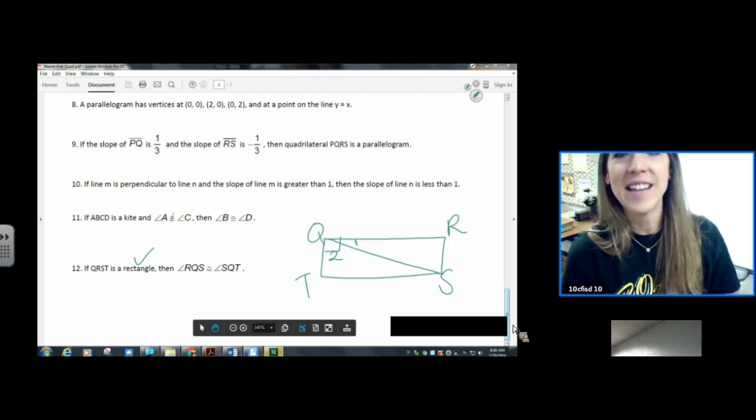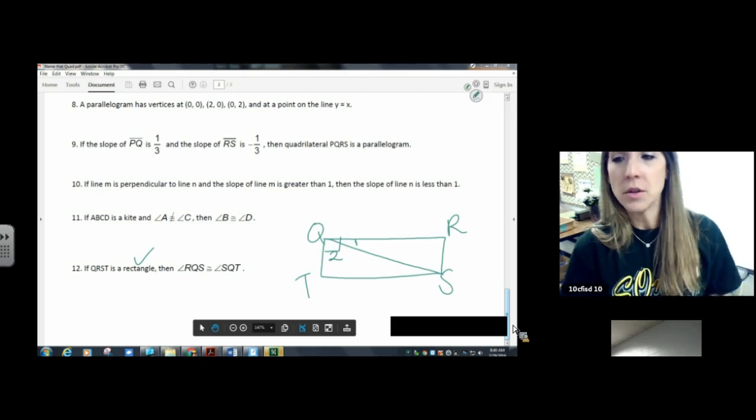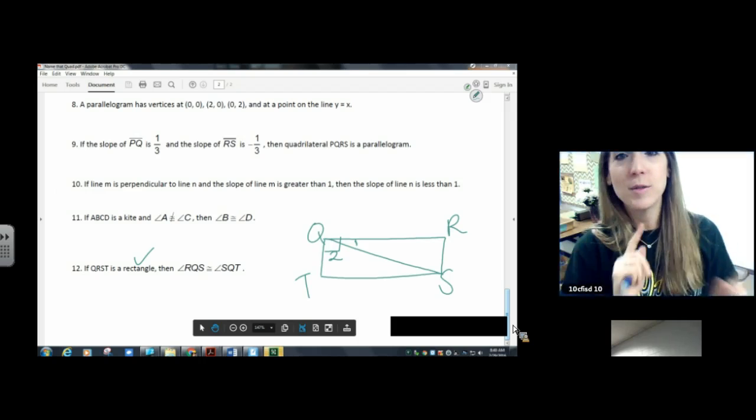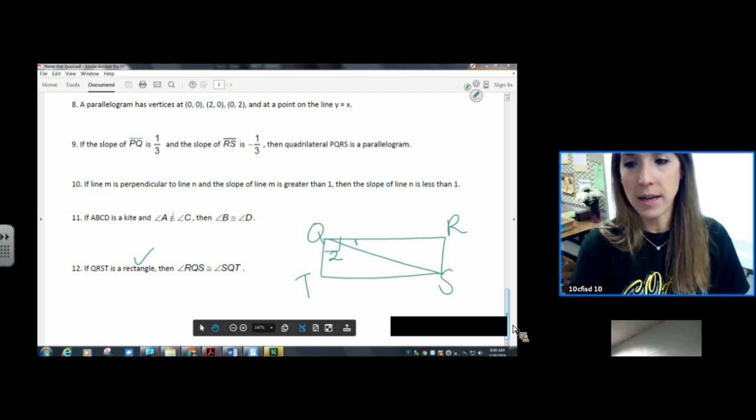But what if that rectangle is a square? Do you agree that a square is a rectangle? Yes. So if that rectangle is a square, then those would equal. So I found a time when it wouldn't, I found a time when it would, and that's why it's sometimes.